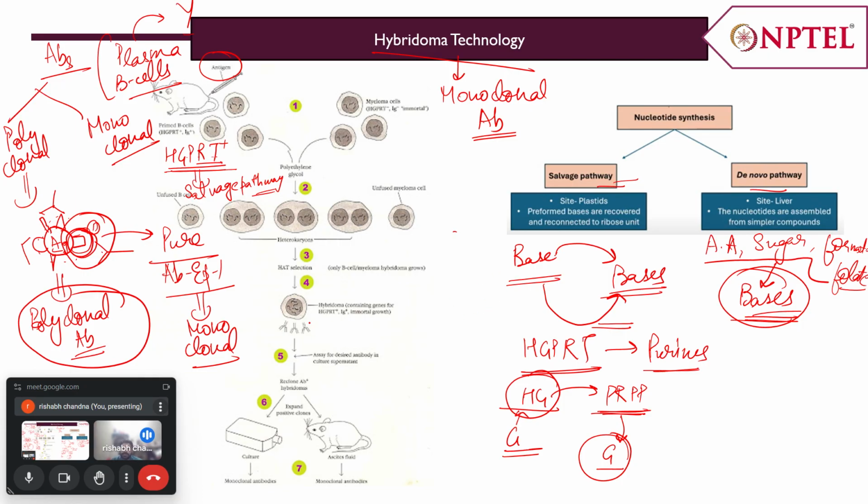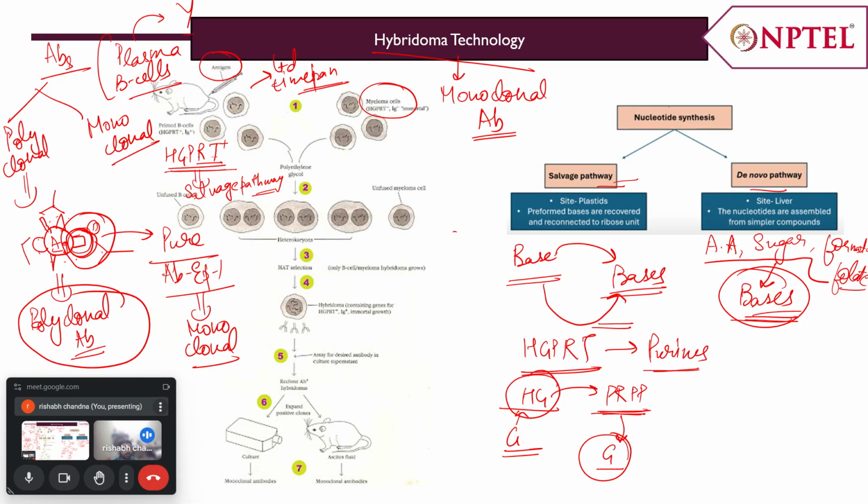We will use another type of cell, myeloma cells. Why are we using myeloma cells in the first place? Because the B cells that we are using have a limited time span, so they will not be able to produce the amount of antibodies that we require for commercialization.